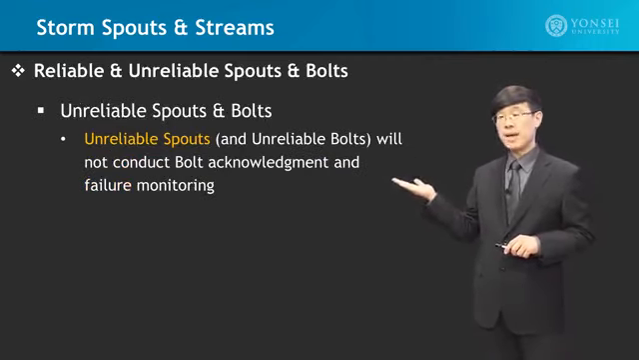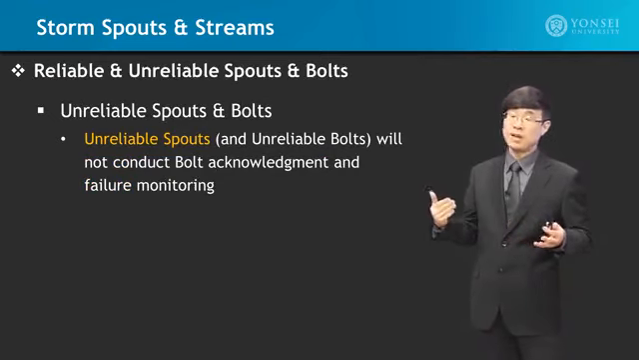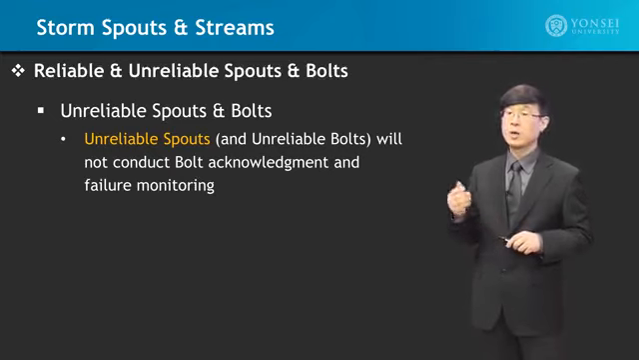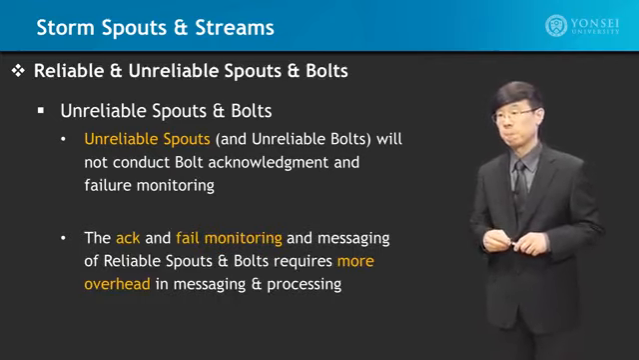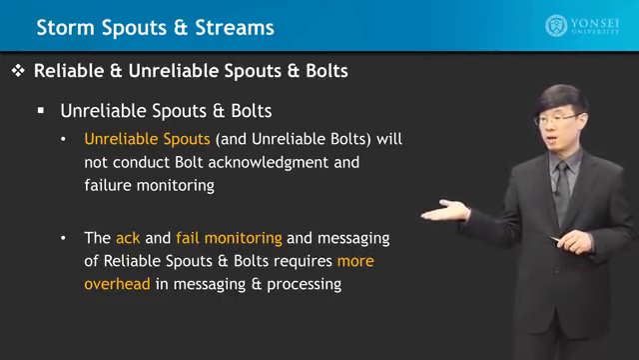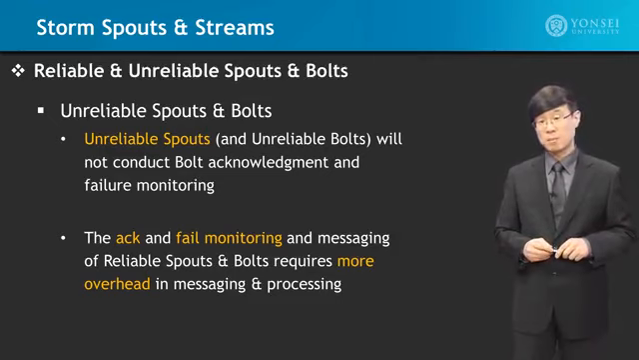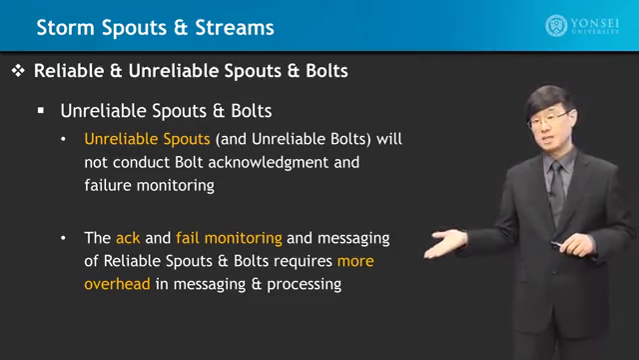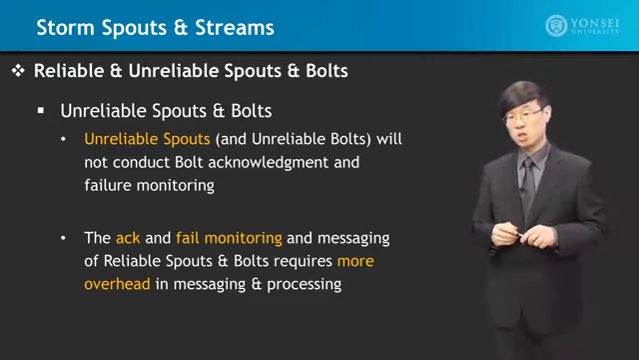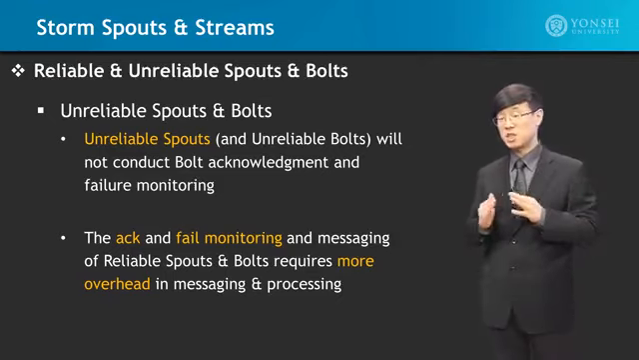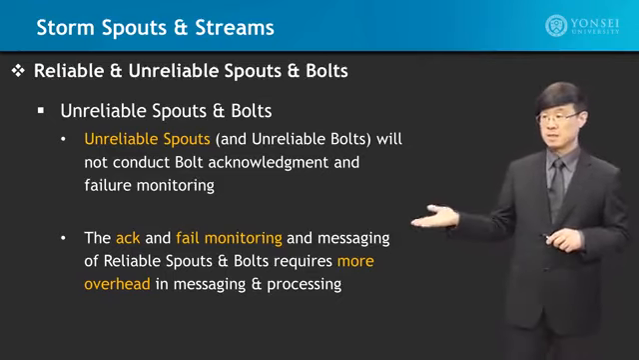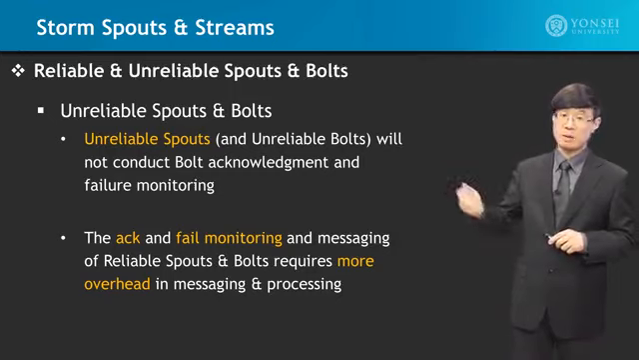Unreliable spouts and unreliable bolts will not conduct the acknowledgement and failure monitoring process. So there could be something that is missed. The ACK and fail monitoring and messaging of reliable spouts and bolts require more overhead in processing the overall messages. So therefore, in some cases, you don't want this additional overhead and additional message exchange. Then, in some cases, they will use unreliable spouts and bolts.